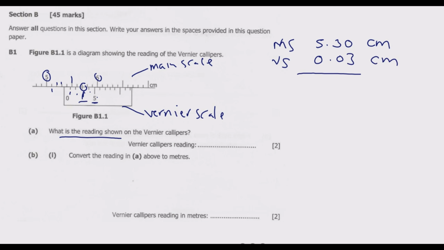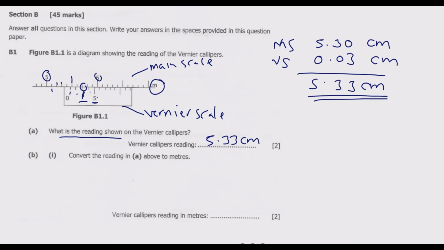Then we need to add these two. We get 0 plus 3, we get a 3, then 3 plus 0, we have a 3, then 5 plus 0, we have 5. So we end up with 5.33 centimeter. Remember, the reading here is in centimeter. So 5.33 centimeter is our reading.